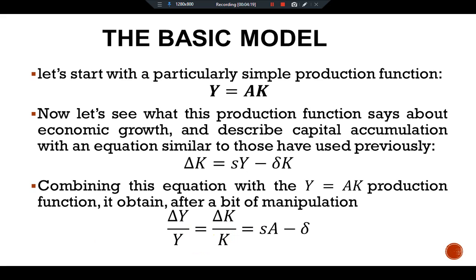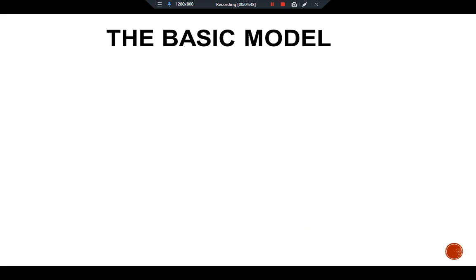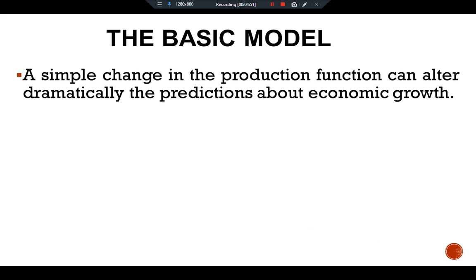This equation shows what determines the growth rate of output, ΔY/Y. Notice that as long as sA is greater than δ, that is, investment is greater than depreciation, the economy's income grows forever, even without the assumption of exogenous technological progress. A simple change in the production function can alter dramatically the predictions about economic growth.